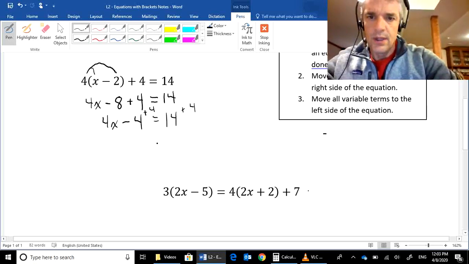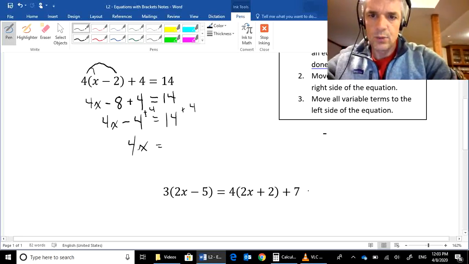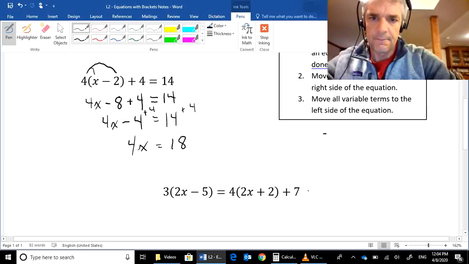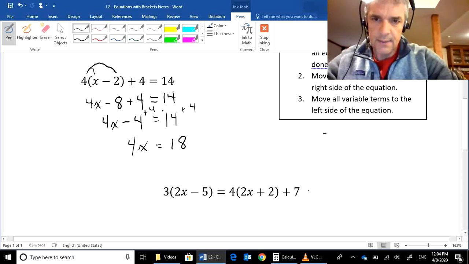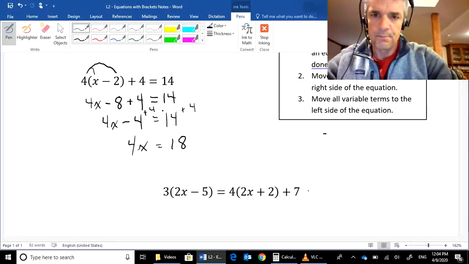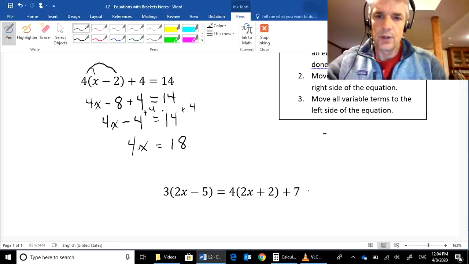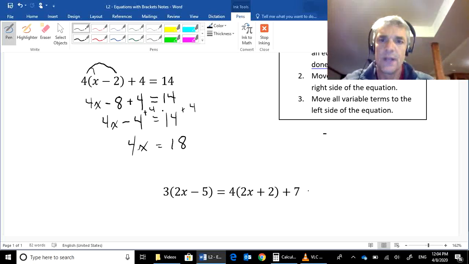And now that will end up becoming 4x. This becomes 0, since minus 4 plus 4 is 0. And 14 plus 4 is 18. As long as we keep doing the same thing to both sides of the equation, we can manipulate it, moving things around, kind of manipulating the look of it. No problem. So in this particular case, we're getting close to being done this question.